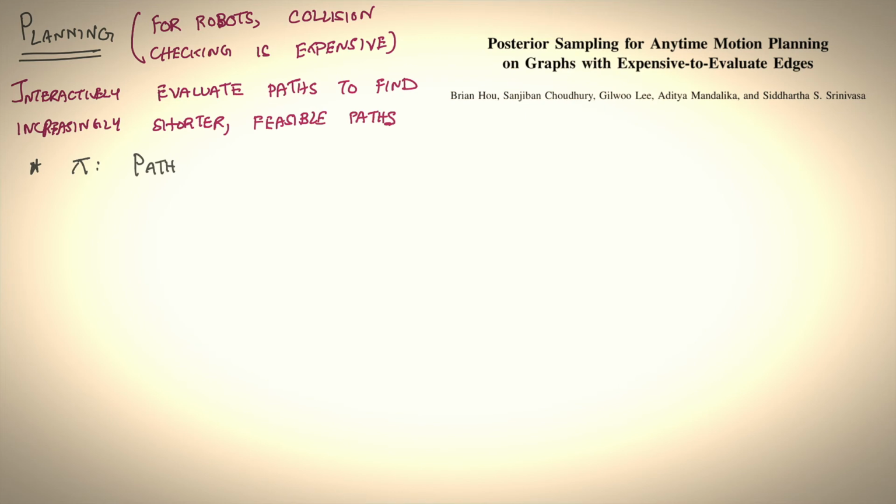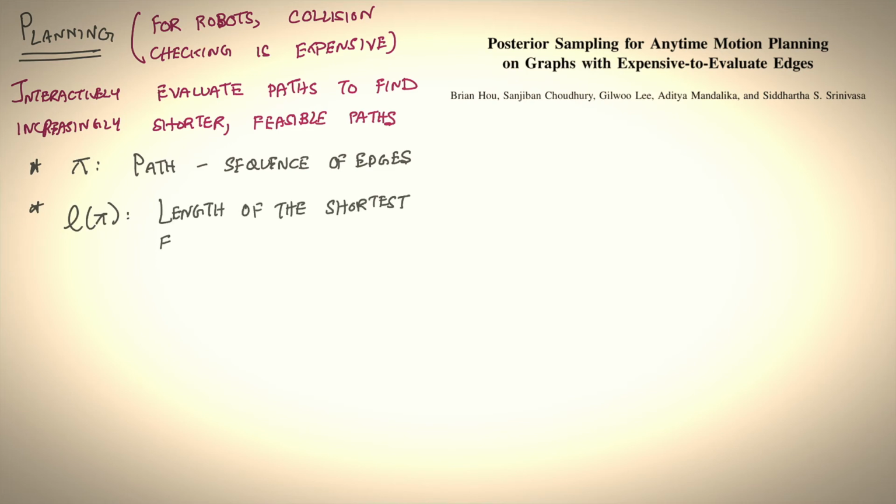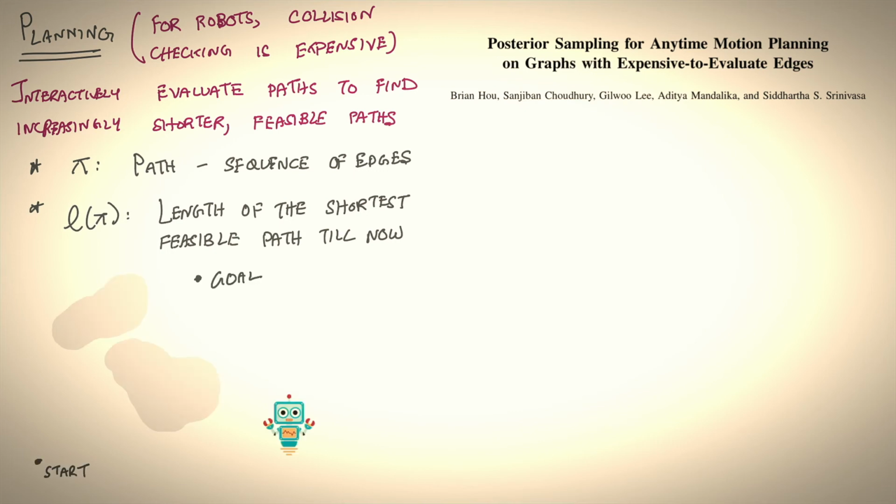So the policy pi here is actually a path, which is a sequence of edges on a graph. And the loss function in this case is the length of the shortest feasible path that the algorithm has found till now. So suppose we have a robot that's trying to plan from start position to a goal position, and it doesn't explicitly know the location of all the obstacles. It can only discover them online while collision checking paths.